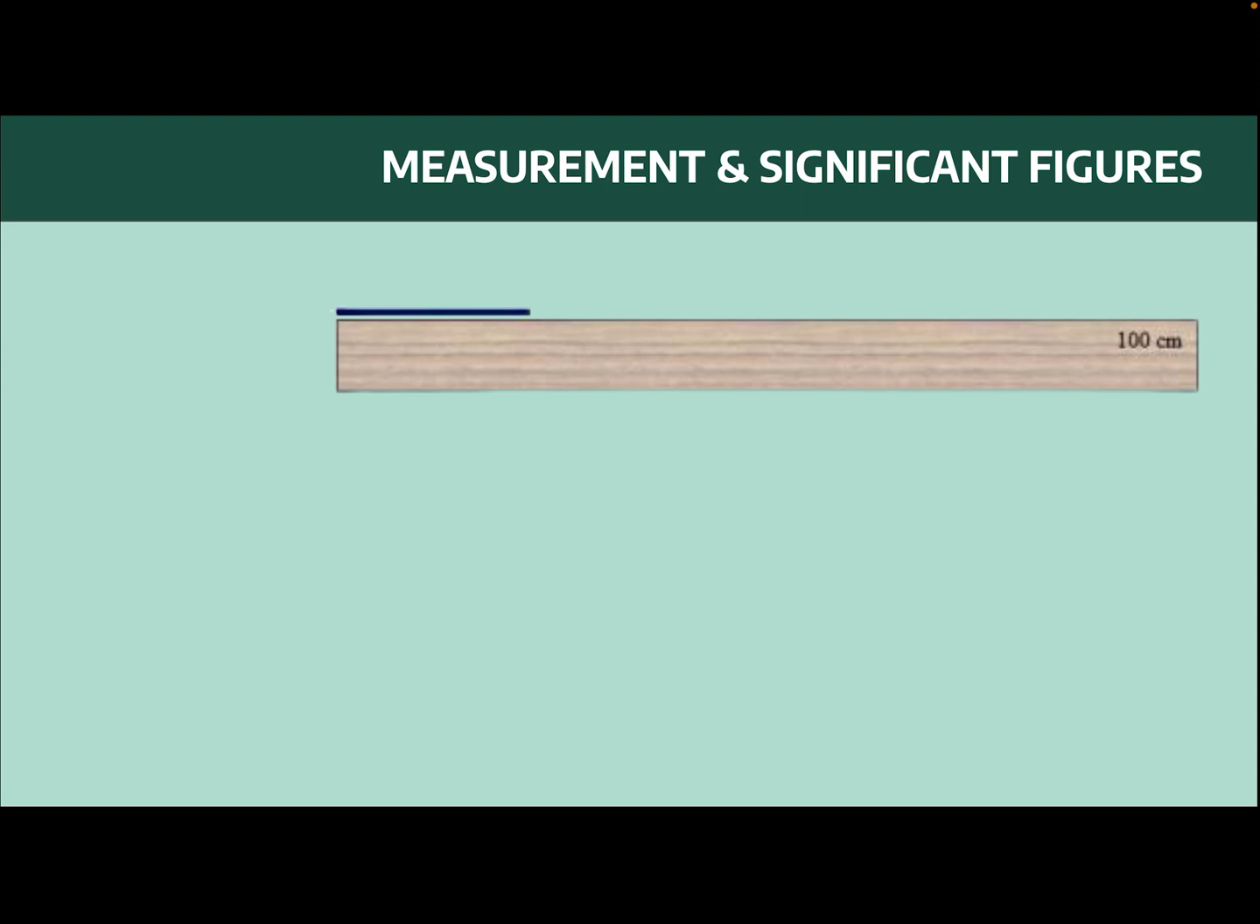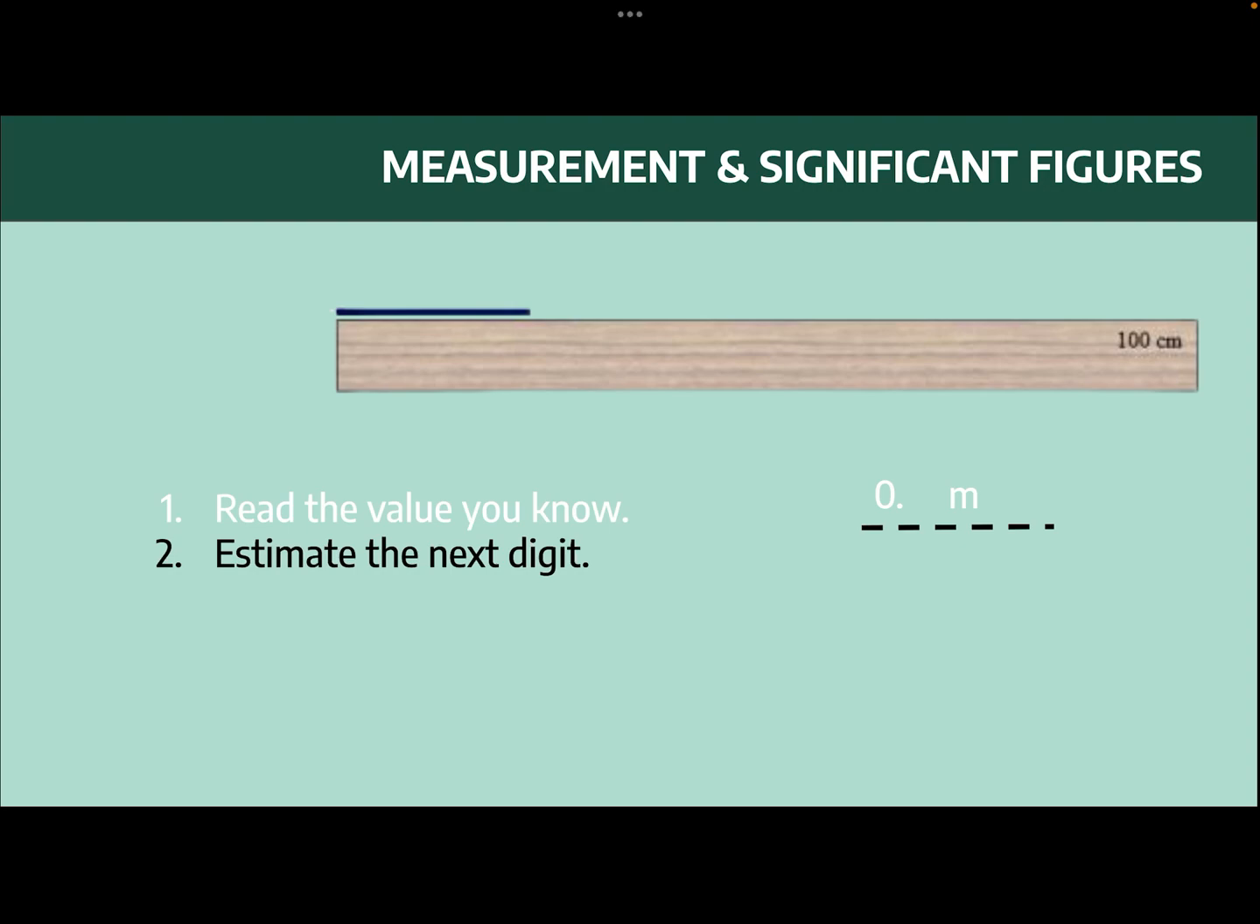What do I do? Well, the first thing I'm going to do is read the value that I know. I know this isn't 1 meter. It's less than 1 meter. So first off, it's going to be 0. It's going to be some part of a meter, so 0 point. And then I'm going to estimate, right? Because I don't know what the next digit is. I'm going to estimate what I think it is. And it looks to me like it might be about 0.2. So that would be my measurement using that 1 meter stick for the length of that line.